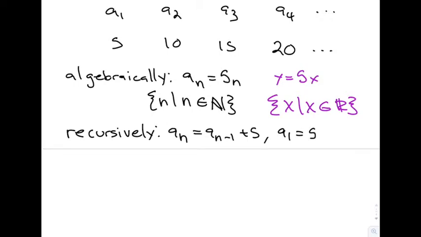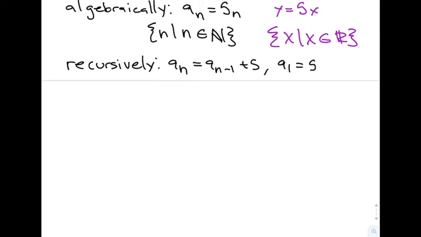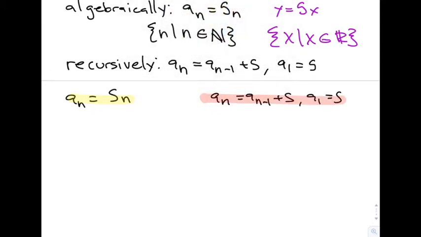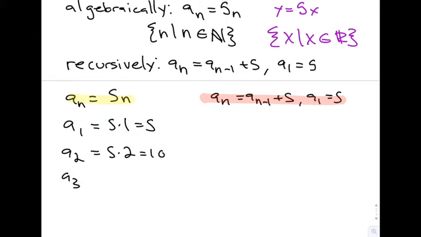Just to show you that we get the same numbers as in our original sequence, let's write these out. We have a sub n equals 5n, and a sub n equals a sub n minus 1 plus 5, starting at 5. So we have our algebraically defined sequence and our recursively defined sequence. For the algebraic one, a sub 1, plugging in n equals 1, we get 5 times 1 equals 5. A sub 2, 5 times 2 equals 10. A sub 3, 5 times 3 equals 15. And one more, a sub 4 equals 5 times 4 equals 20.